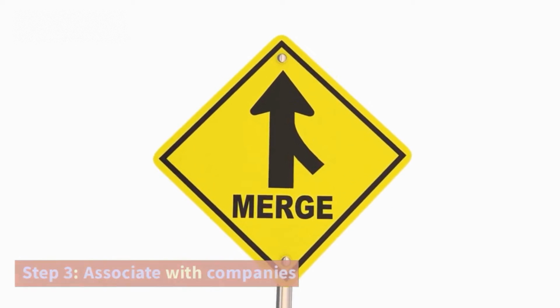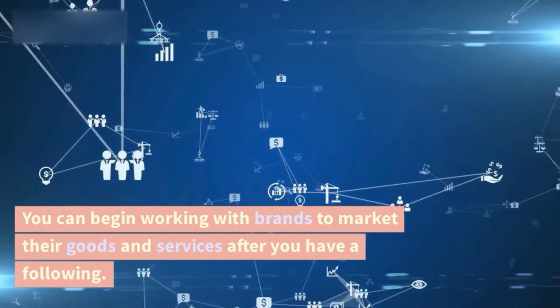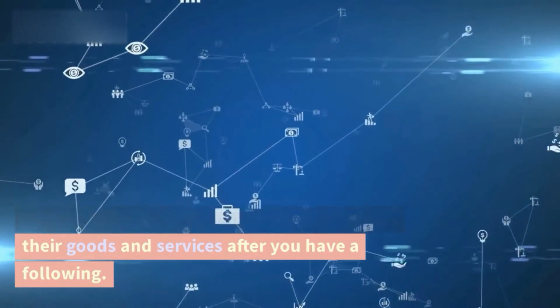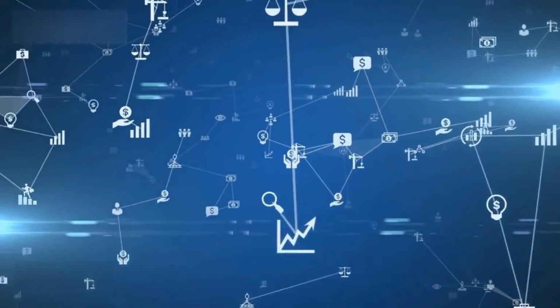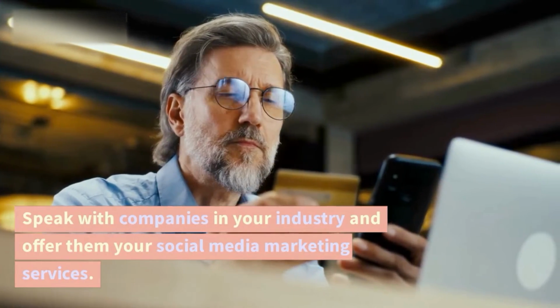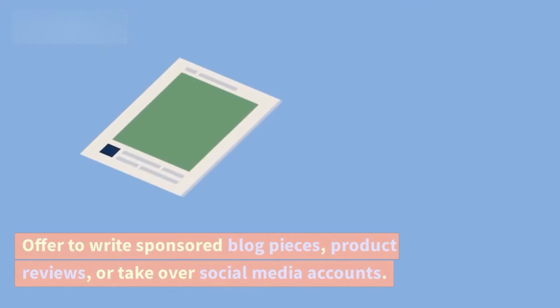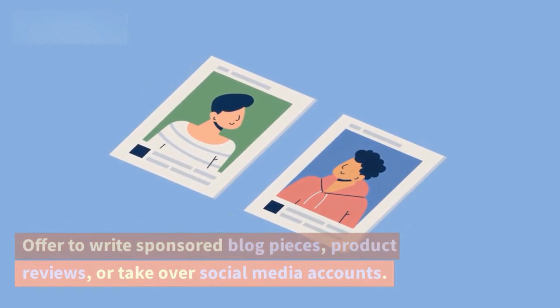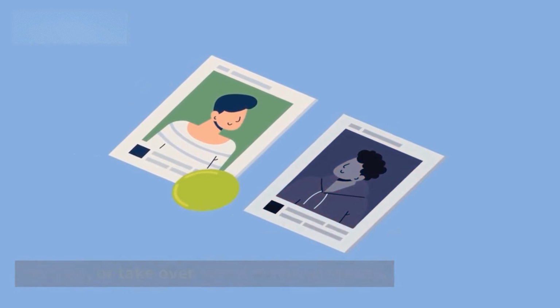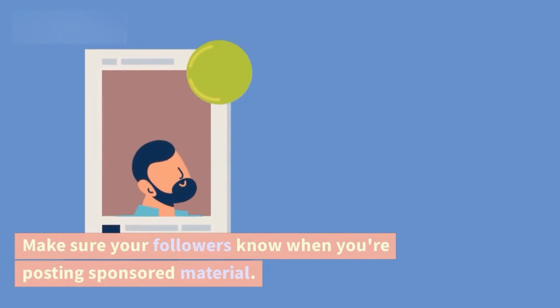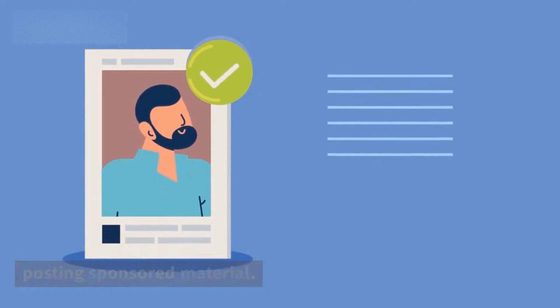Step 3. Associate with companies. You can begin working with brands to market their goods and services after you have a following. Speak with companies in your industry and offer them your social media marketing services. Offer to write sponsored blog pieces, product reviews, or take over social media accounts. Make sure your followers know when you are posting sponsored material.